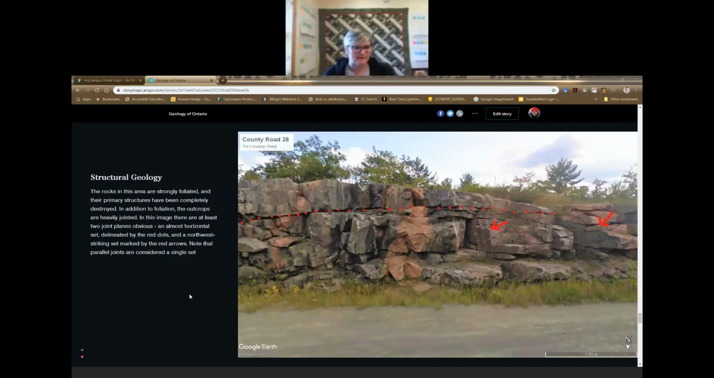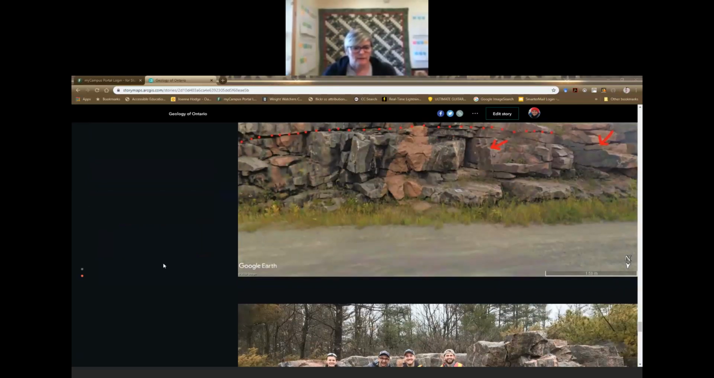We also, from a structural perspective, see some jointing. And so there are a number of different joint sets here. There is an almost horizontal set, which I outlined here in red dots. And you can see that there is a parallel set below. And there is a set of vertical joints here. And you can see this joint face here that is being pointed out by the red arrow. And you can see a parallel set here. Parallel joints are considered to be single sets. So this is one set, and then these horizontal joints are another set as well.